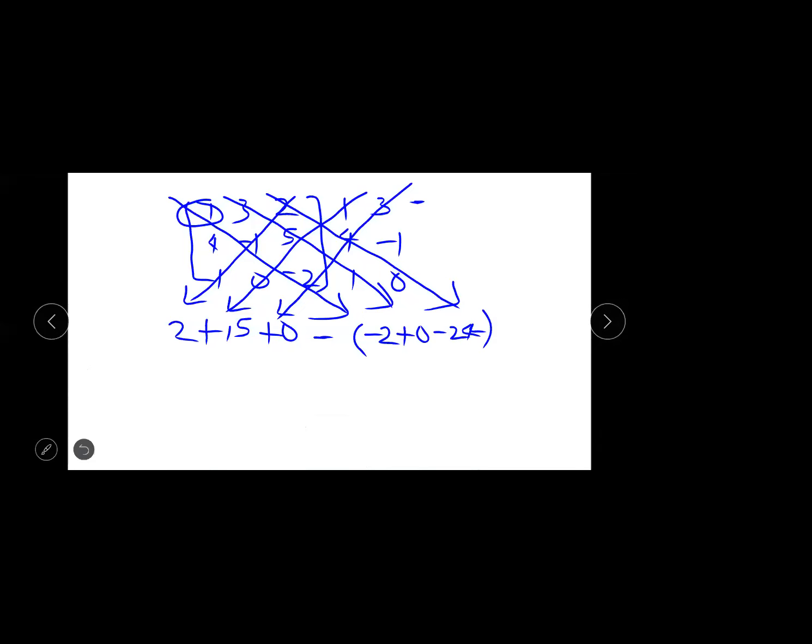So 2 plus 15 will give us 17. Minus 2 minus 24, that will give us minus 26. So double minus. No, minus 26. So that will be 17 plus 26. What is 17 plus 26? Do you get that? That will give us 43.